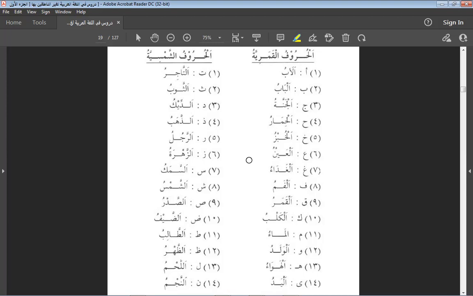Hunaka aynun bainana. There is an eye, there is a spy amongst us. You say, arsaltu aynan hunak. I sent a spy there. Mostly that is done by the kings, the presidents, and all that. Whenever there is a program that they find sensitive, they send an eye there, and that is a spy. So ayn can come with all these meanings when you are reading any of the religious texts.